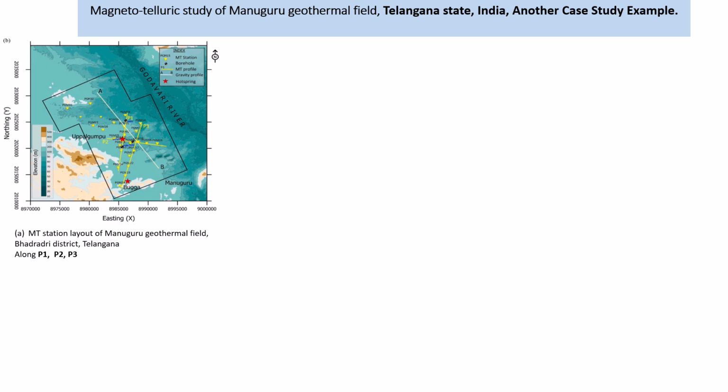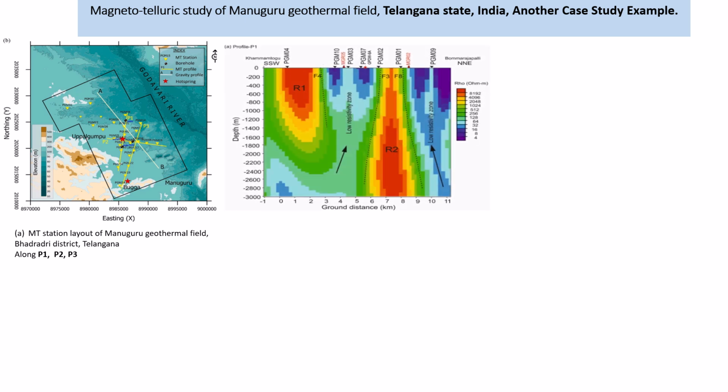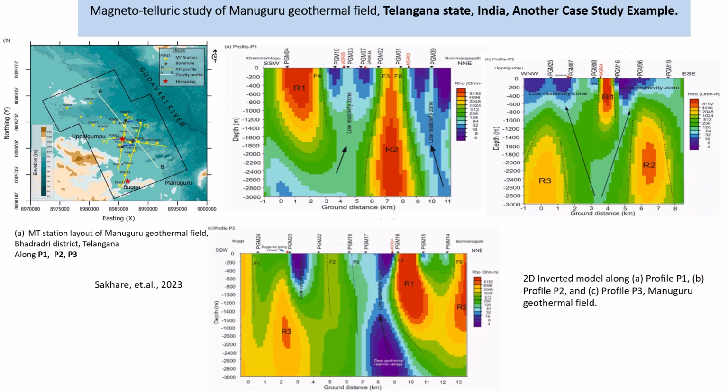Now the MT method is also applied in geothermal studies, such as those carried out in Telangana state and the Manuguru geothermal field. There are 3 MT station layouts, P1, P2, and P3. You can see the 3 profiles plotted on an elevation map. P1 crosses through higher elevation points, some lower elevation. Finally, we obtain the resistivity versus depth pseudo section.